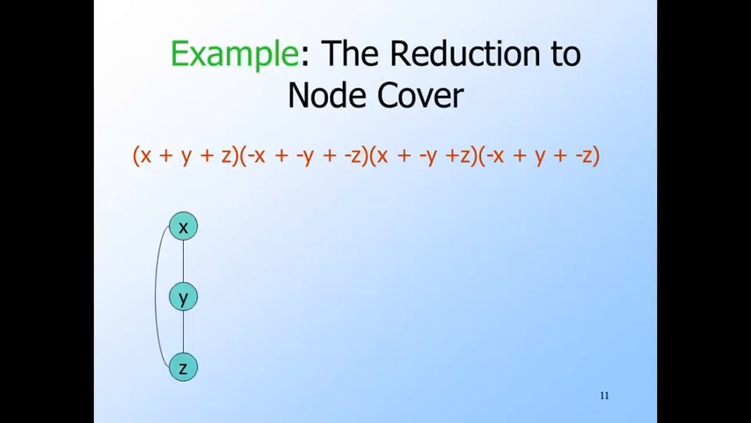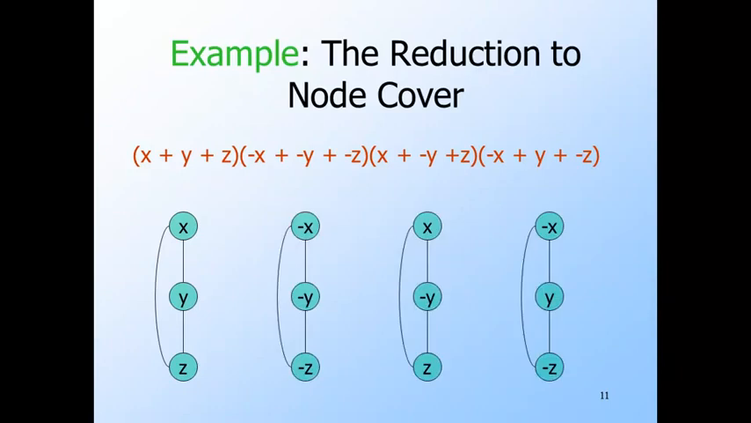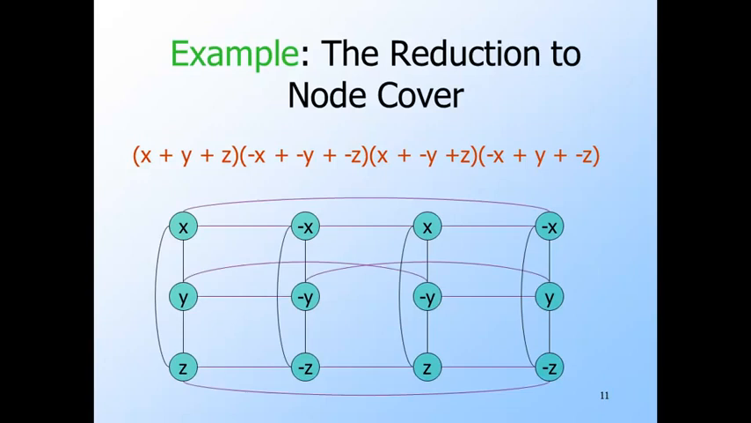So here's the column for the first clause. The literals of the first clause are x, y, and z with no negations. So those are the labels of the 3 nodes in this column. And similarly, we construct a column for each of the other clauses. It is convenient that all 4 clauses have the same 3 variables in order, either negated or not, so this graph is going to turn out to be easier to understand than might be the case otherwise.